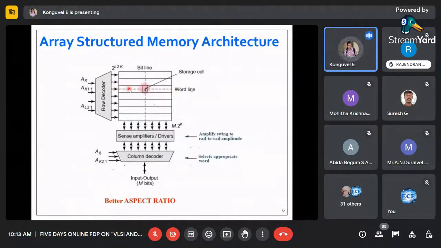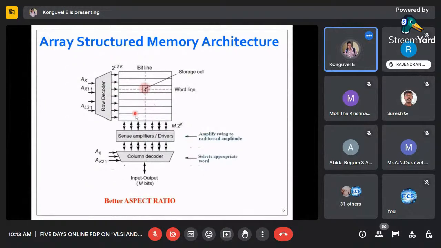That doesn't mean the other words are entirely not powered. It is not like that. During the first cycle, I may be accessing the third word. During the second access, I may access other words. Accordingly, the entire word line will get selected and energized.